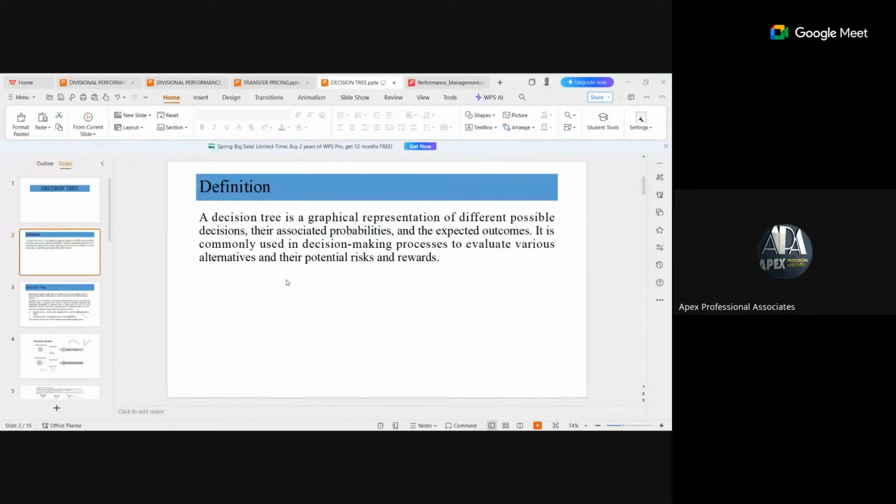These outcomes can then be linked with probabilities. That is, if probabilities are available, you assign them to each outcome. Where probabilities are not available, you use historical data or expert judgment, or you can use what we call market research. You can use market research in relation to the possible outcome.